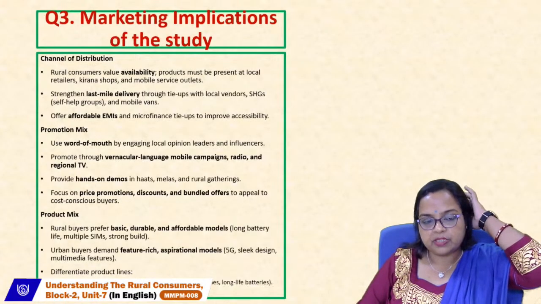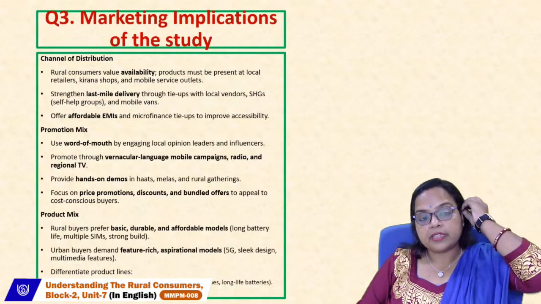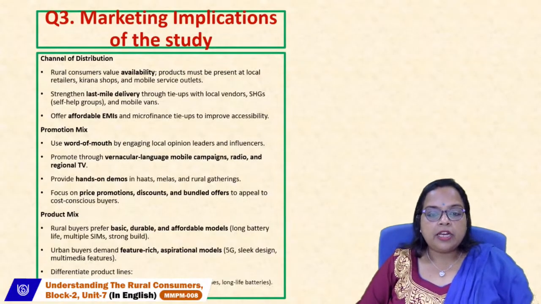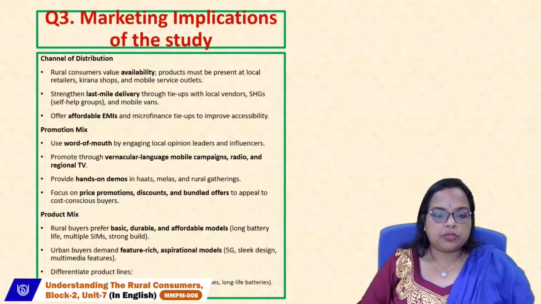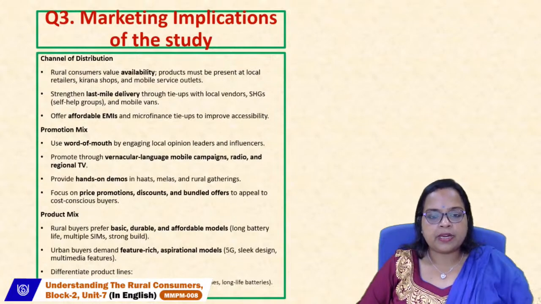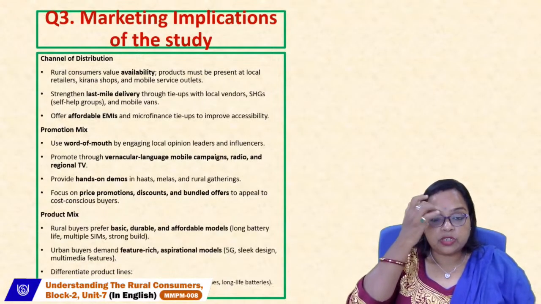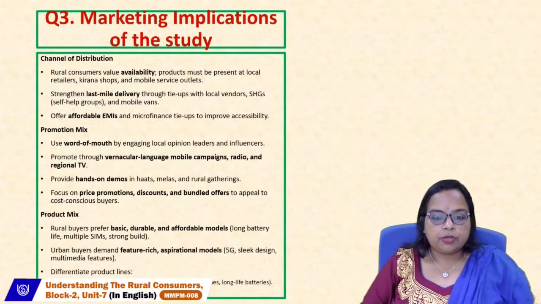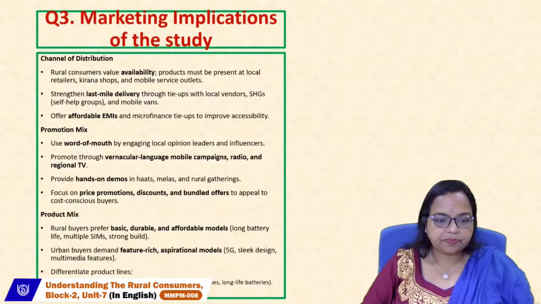The second one is promotion mix. Use word of mouth by engaging local opinion leaders and influencers, because we understood word of mouth has more impact than TV advertisement or social media advertisement. Promote advertisements in vernacular language, or the language local buyers understand. You can also advertise through radio and regional TV. Provide hands-on demos in haats, melas, and rural gatherings. Focus on price promotion, discounts, and bundled offers to appeal to cost-conscious buyers. You have to take care of these three formats.